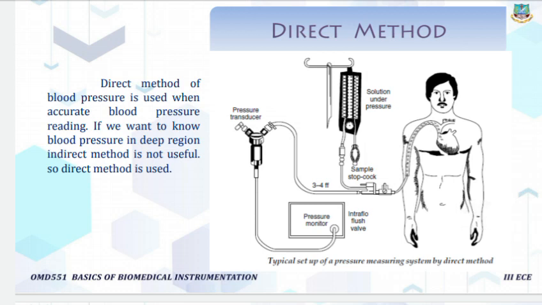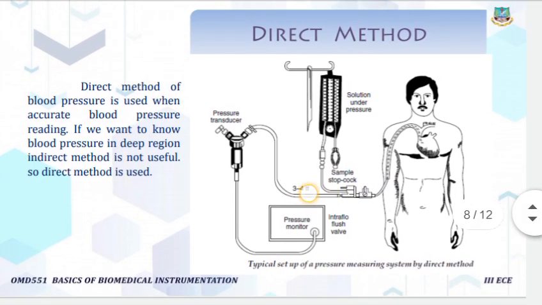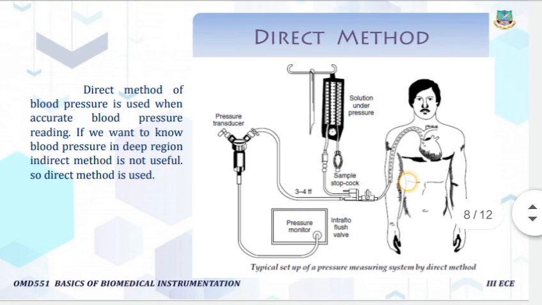Then the pressure exerted on the fluid filled column is transmitted to this external transducer, that is this one. This transducer converts the pressure into an electrical signal.